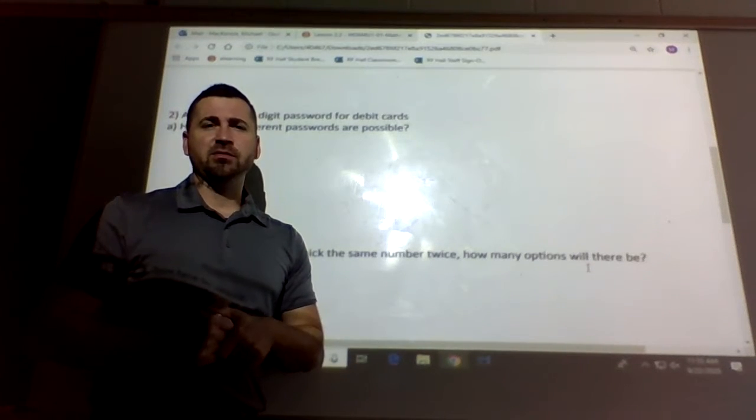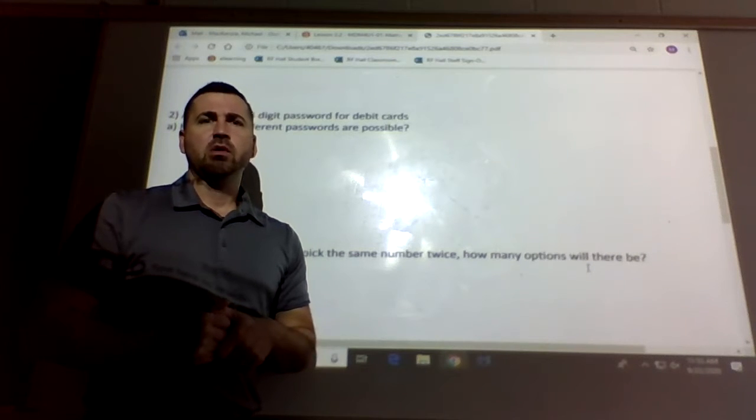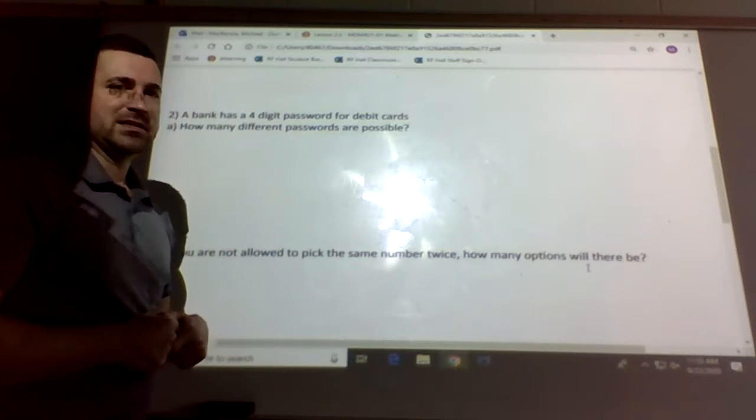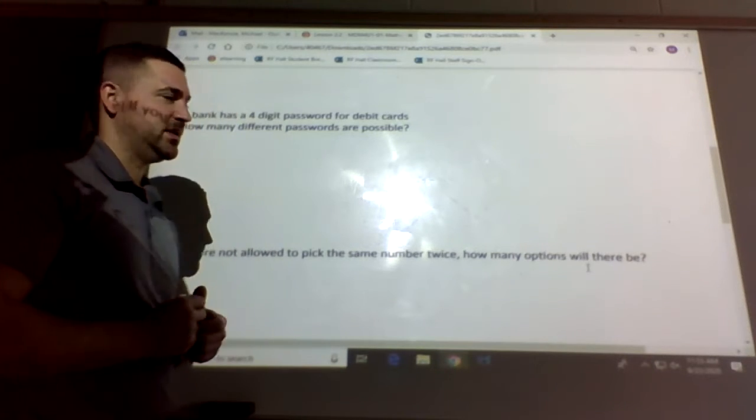Please refrain from trying to use 0123 as your password or 1234 or all zeros. Make it something unique so it's not easy for someone to access it.